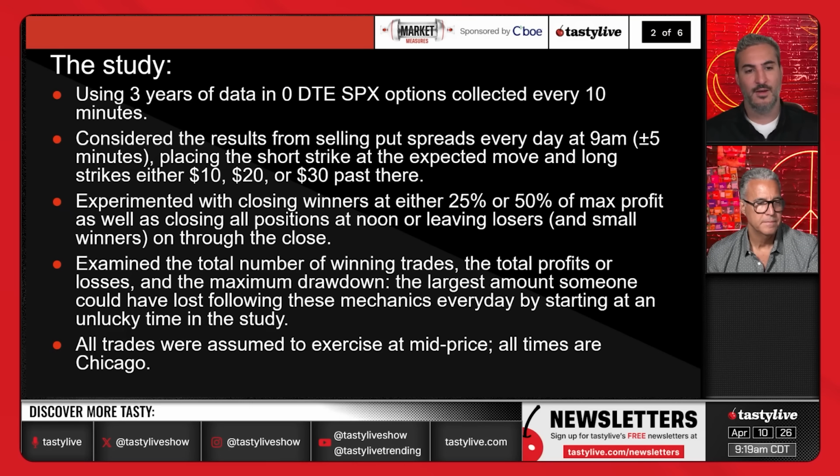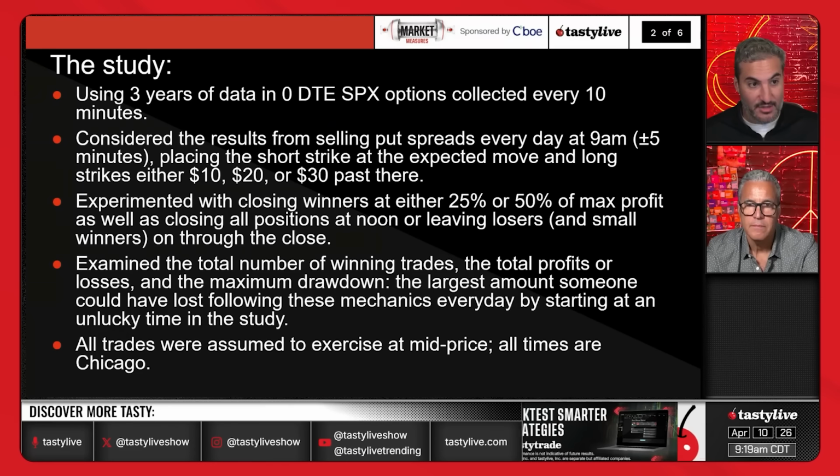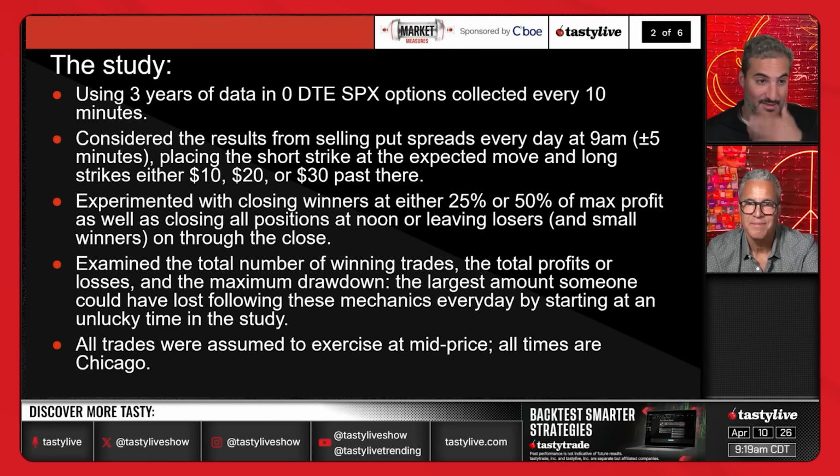So those are our two exit points for losing trades, and obviously small winners that don't hit that 25 or 50% mark. So it's really 25 or 50% as the criteria prior to noon. If we don't hit that, we're going to look at closing all of the trades at noon and then closing all the trades at expiration at the end of the day.